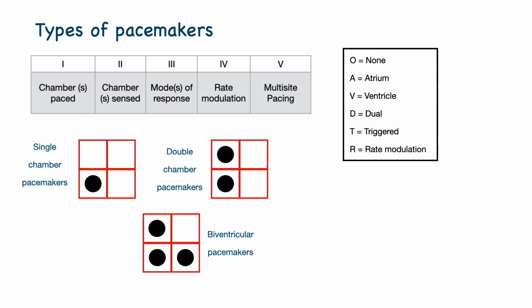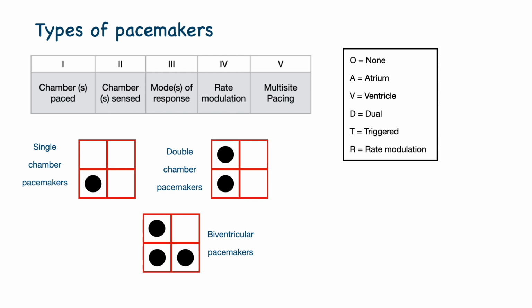Pacemakers are classified by the nature of their pacing mode using a code up to 5 letters. This slide shows the NBG pacemaker code, which was developed by the North American Society of Pacing and Electrophysiology and the British Pacing and Electrophysiology Group.